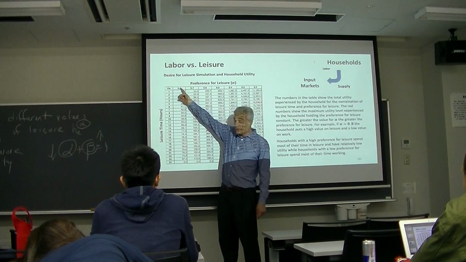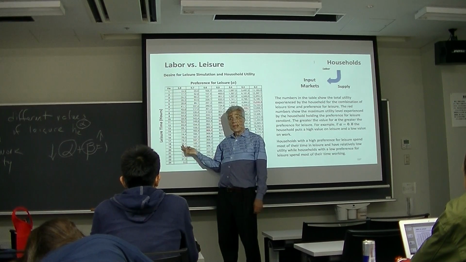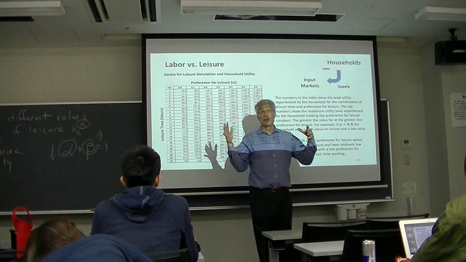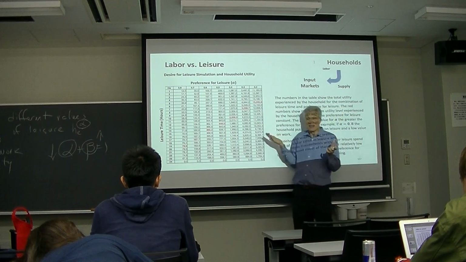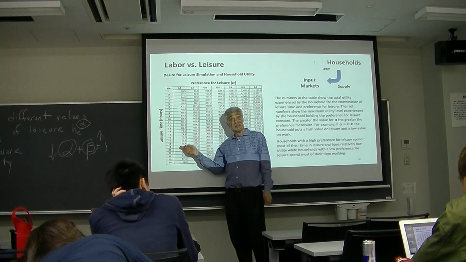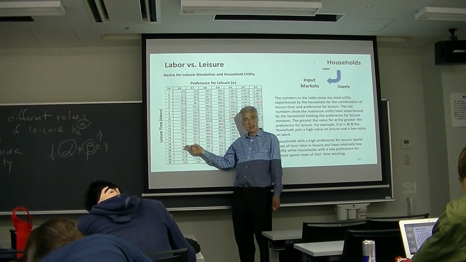If they have that preference for leisure time, then their utility is what it is because what they consume isn't very much, but they consume what they need, and they spend a lot of time with their family and friends, so they're happy. This is as happy as they're going to get. That's the point. That's a kind of society.